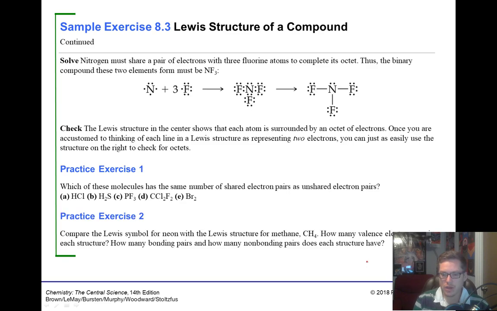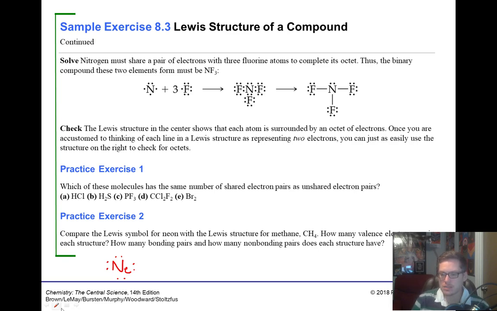Okay. We're going to try practice exercise 2. Here we go. It says compare the Lewis structure for neon with the Lewis structure for methane. How many valence electrons are in each structure? So neon, the Lewis symbol for neon is a noble gas, so it's not going to make bonds, and it's got 8 valence electrons. So this is the Lewis symbol for neon.